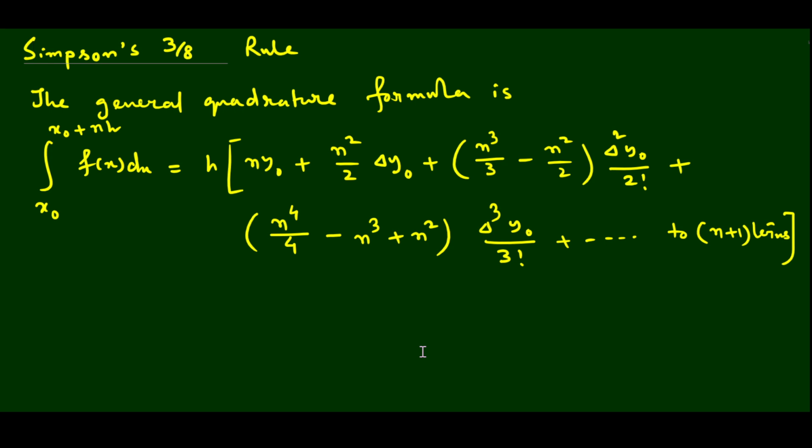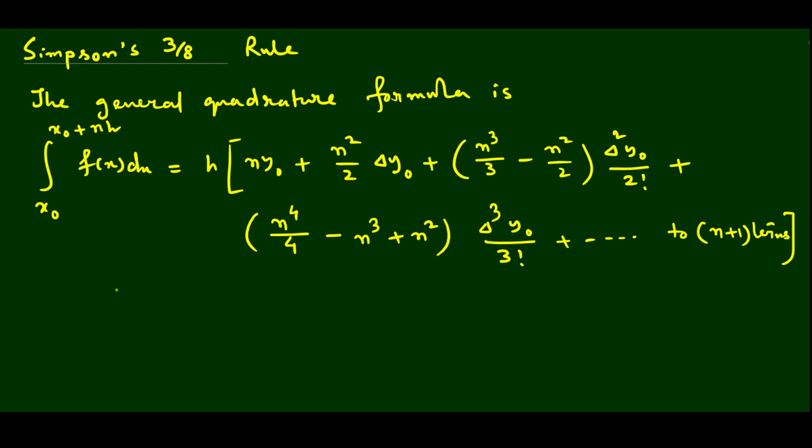In this lecture, we'll learn one more general quadrature formula, which is Simpson's 3 by 8 rule. We have already learned the trapezoidal rule and Simpson's one-third rule. Kindly go through those two quadrature formulas first, so that you'll get a better understanding of Simpson's 3 by 8 rule. In the trapezoidal rule, we put n equals 1, and in Simpson's one-third rule, we put n equals 2 in the general quadrature formula.